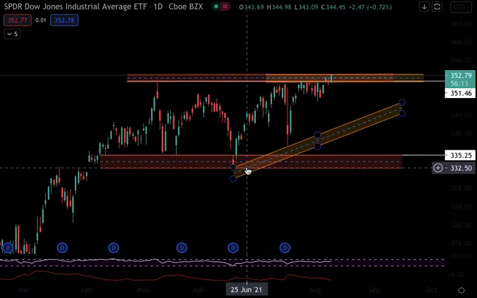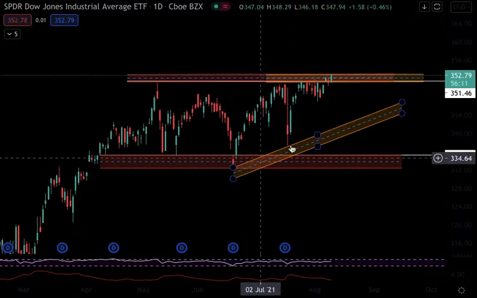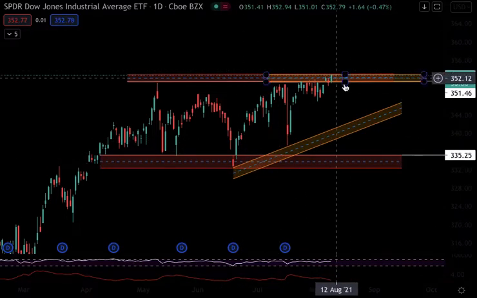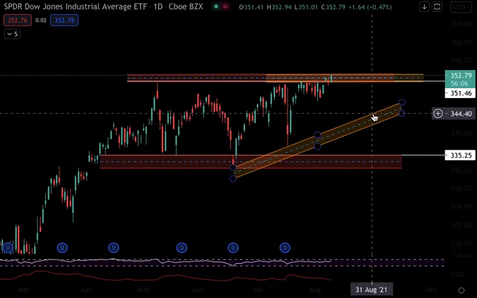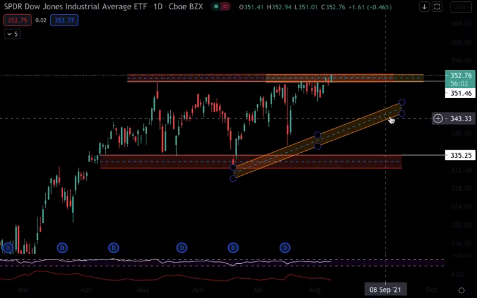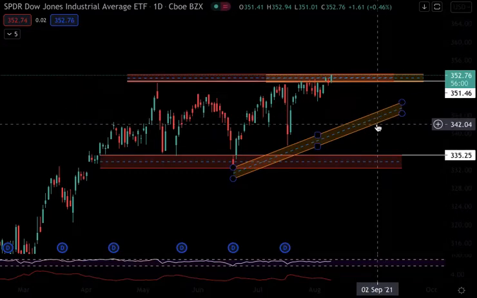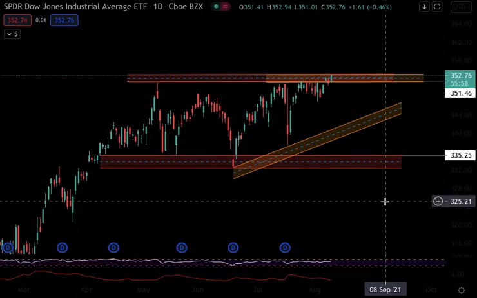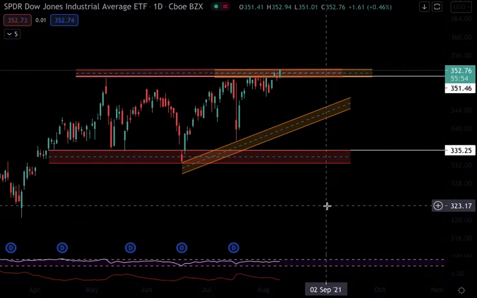Okay. Now, as far as this support level right here goes, if Dow Jones does come back down, I will not look to enter right at the support level where the orange line is, but where the orange zone is. Do you guys understand? So I will look to enter when the market makers look to enter. That is my strategy, and that is how I use my technical analysis.